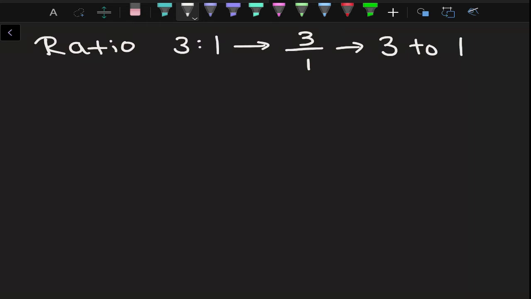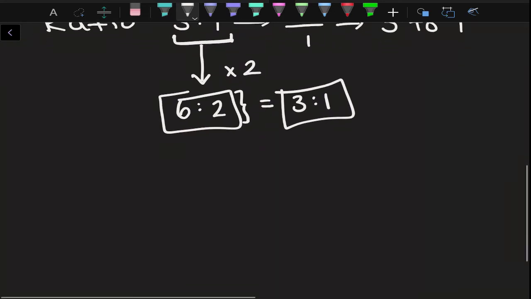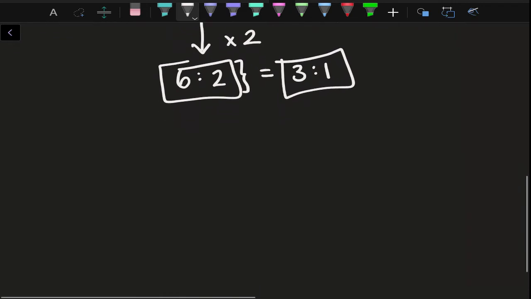We can also scale up a ratio, which is kind of like reducing a fraction but working backwards. So again, if I have a ratio of 3 to 1, I can actually times this by 2 and get the ratio of 6 to 2. And these are equivalent. So they mean the same thing, because if I were to reduce this, it is the same as saying 3 to 1. So the trick is to always multiply or divide the numbers by the same value.